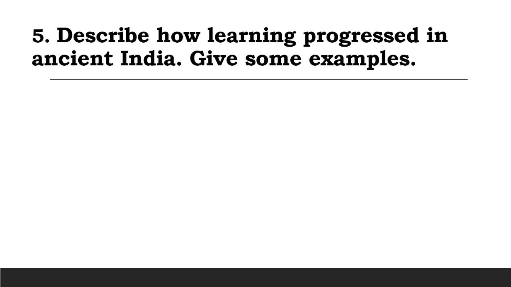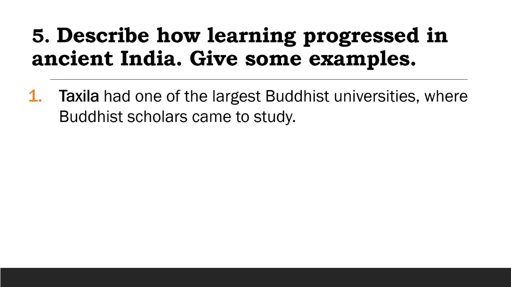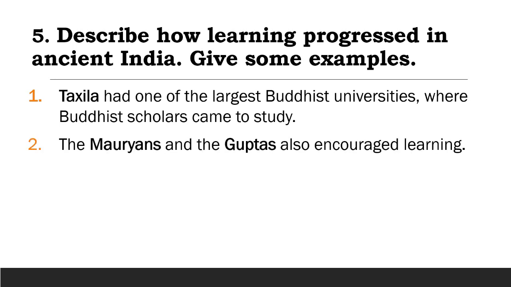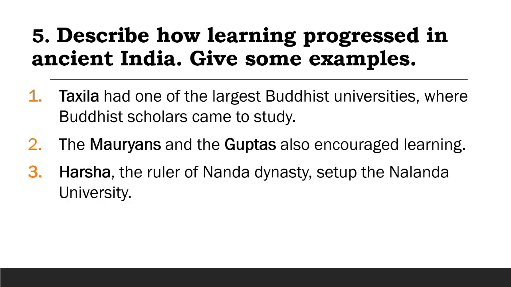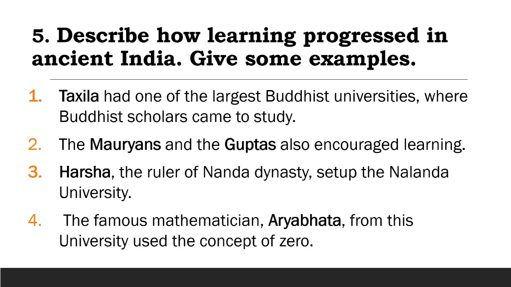Question number 5. Describe how learning progressed in ancient India. Give some examples. So students, how did learning progress in ancient India? Yes, very good. Taxila had one of the largest Buddhist universities where Buddhist scholars came to study. The Mauryans and Guptas also encouraged learning. Harsha, a ruler of the Nanda dynasty, set up the Nalanda University. The famous mathematician Aryabhata from the university used the concept of zero.